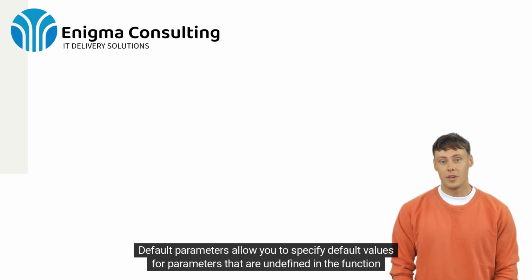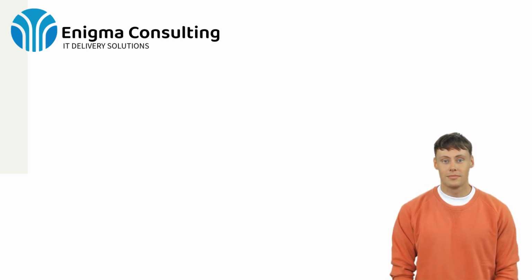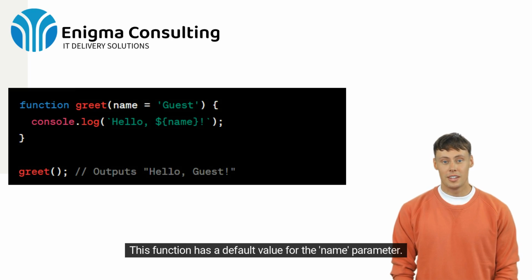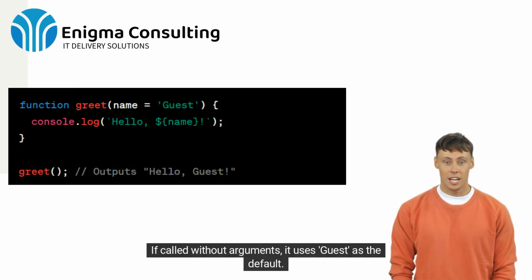Default parameters allow you to specify default values for parameters that are undefined in the function call. This function has a default value for the name parameter. If called without arguments, it uses "guest" as the default.